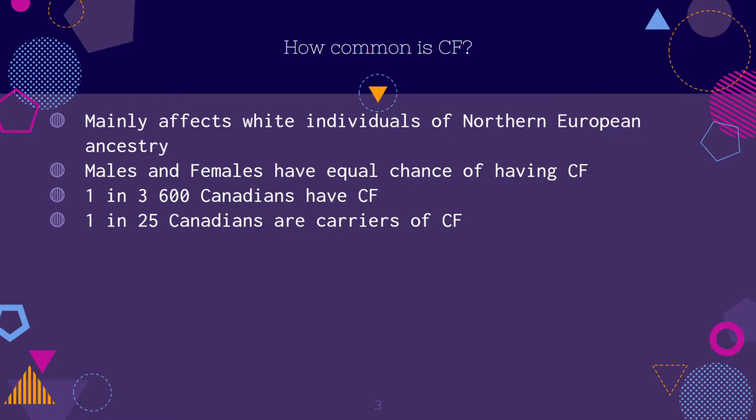How common is cystic fibrosis? It mostly affects white people of Northern European ancestry, and males and females have equal chances of inheriting cystic fibrosis because it is not a sex-linked disease. In Canada, 1 in 3,600 people are affected by cystic fibrosis, and 1 in 25 Canadians are carriers of the disease.